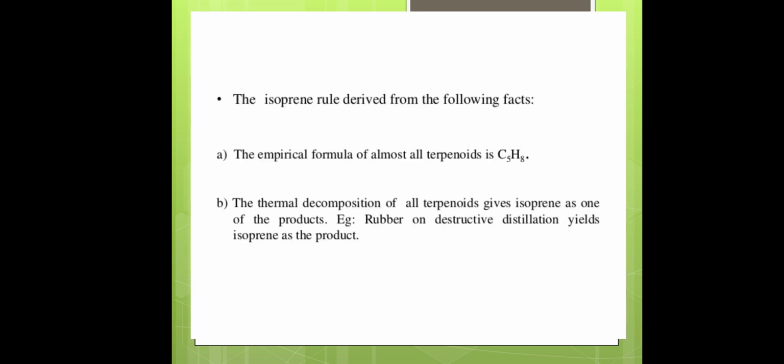The isoprene rule is derived from the following facts. The empirical formula of almost all terpenoids is C5H8. The thermal decomposition of all terpenoids gives isoprene as one of the products. For example, rubber on destructive distillation yields isoprene as the product.